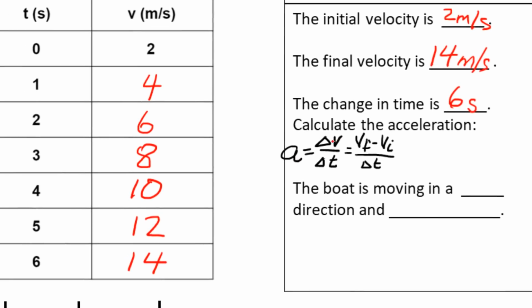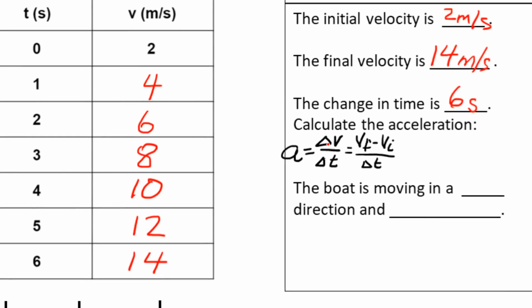Our acceleration is our rate of change of velocity, or we could say our change of velocity divided by our change of time. We could also say that as our final velocity minus my initial velocity divided by my change in time. Let's go ahead and put the numbers in we have here. My final velocity, 14 meters per second, minus 2 meters per second, and we'll divide that by our change in time, 6 seconds. 14 minus 2 is 12.